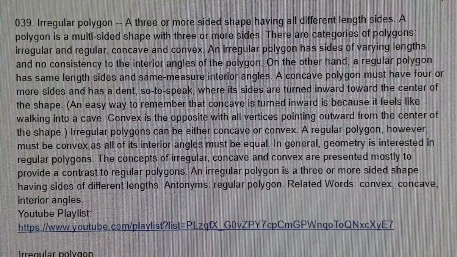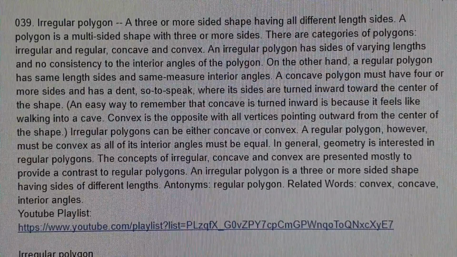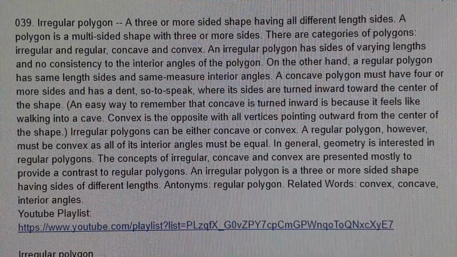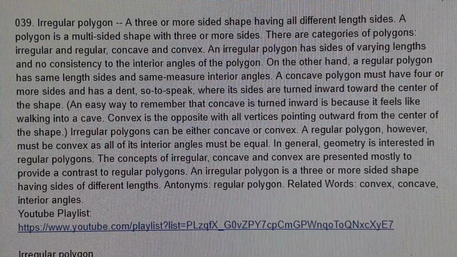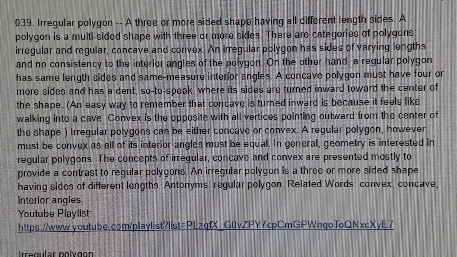An irregular polygon has sides of varying lengths and no consistency to the interior angles of the polygon. On the other hand, a regular polygon has same length sides and same measure interior angles.